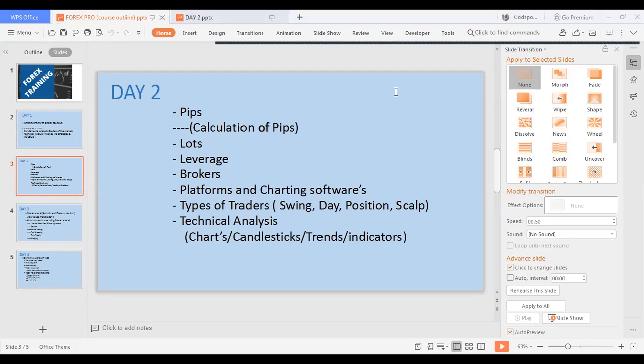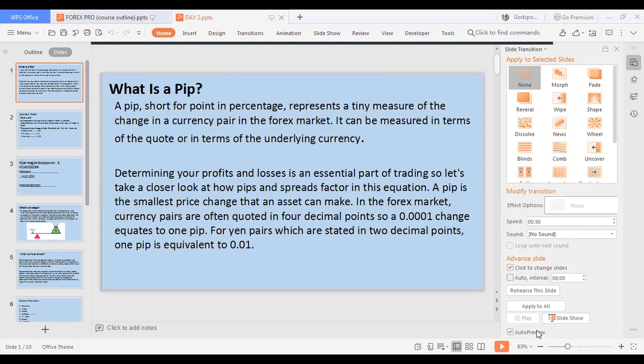So, now that you are here, you'll be wondering, what exactly is a pip? A pip is simply, let me share my screen. A pip is simply a tiny measure of the change in the currency pair in the forex market. It can be measured in terms of the quote or in terms of the underlying currency. Determining your profit and losses is an essential part of trading. So let's take a closer look at how pips factor in this equation. A pip is just the smallest price change that an asset can make.